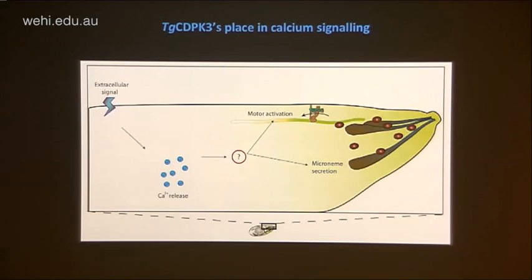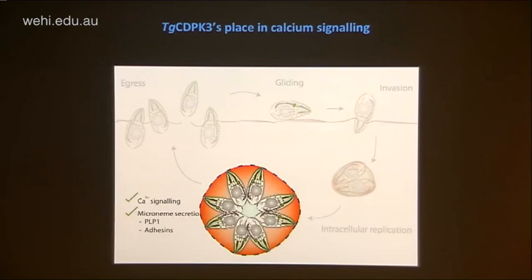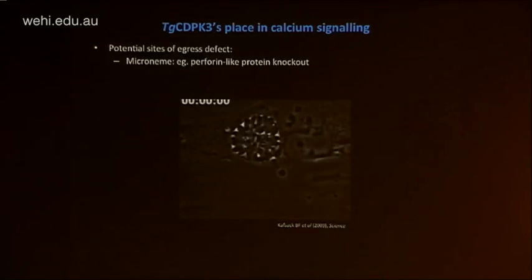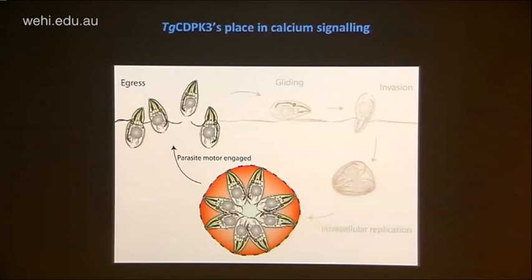So I'm trying to hypothesize a place for CDPK3 in this nascent calcium signaling cascade. We know from previous studies that, as I mentioned, in egress, you need secretion of the micronemes, which includes secretion of that perforin-like protein to permeabilize the parasitophorous vacuole, and you need engagement of the parasite motor. So we'd seen previously, as you saw in those movies, the parasite motor was completely unable to engage. Those parasites stayed completely immotile within the host cells.